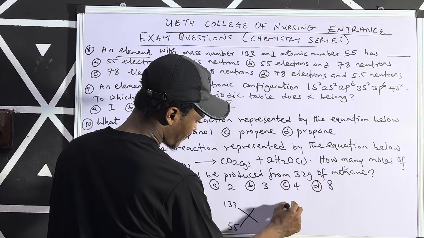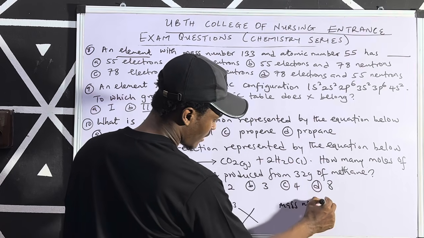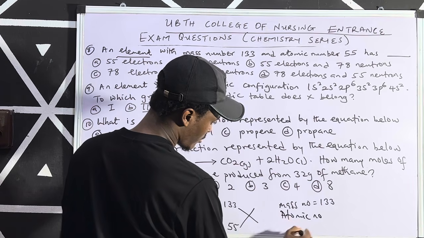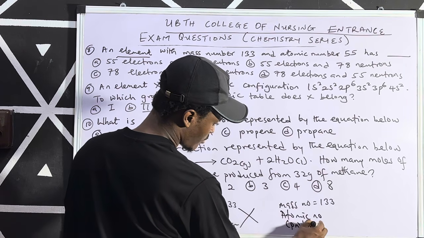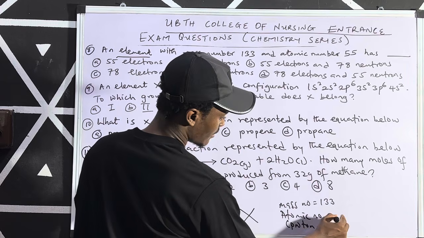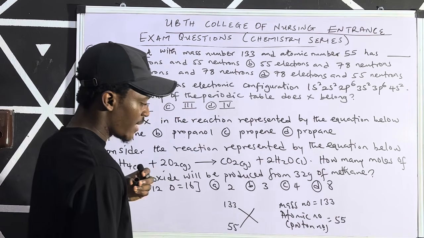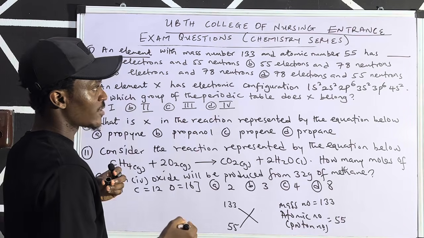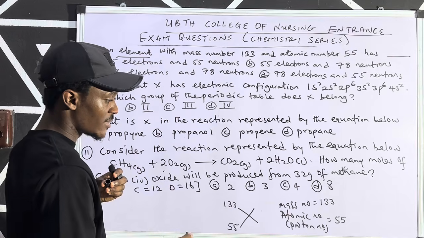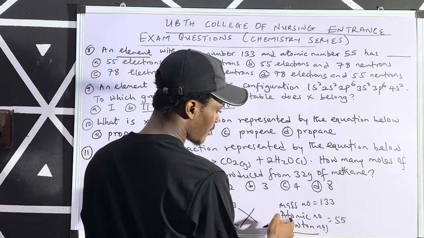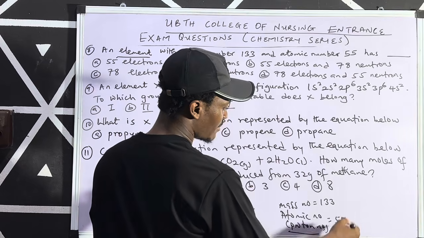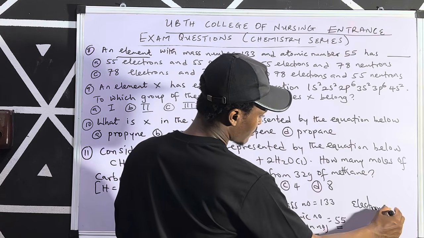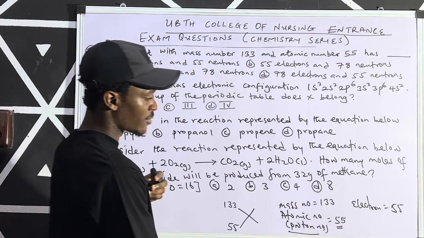Now, mass number 133. Then atomic number. Remember that atomic number is also called proton number. So atomic number or proton number is 55. Now, bearing in mind that they didn't say an ion, they said an element. Assuming there was a charge, they would have indicated it. So since there is no charge, the proton number, being the atomic number 55, would be the same as the electron number. So the number of electrons is 55, the protons 55.